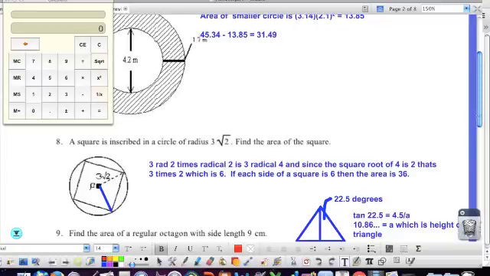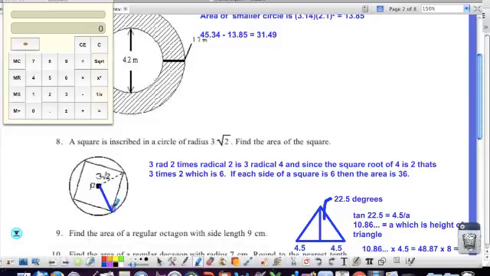For the second problem, a square is inscribed in a circle that has a radius of 3 radical 2. Find the area of the square. So we need to find this length here, the side of the square. And since this is a square, this triangle is going to be a 45, 45, 90, because this circle here would be 360 degrees. There'd be 4 congruent of those central angles. So this angle here is now 90 degrees.